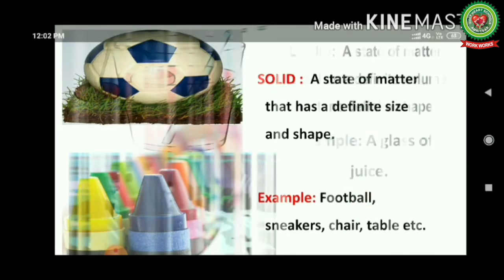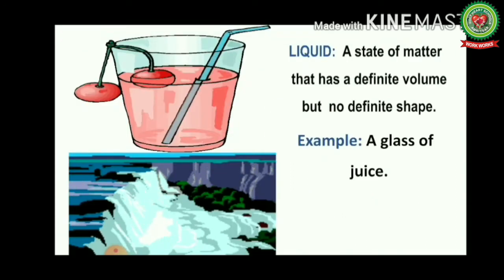Next we will discuss liquid. Liquid is a state of matter that has a definite volume but no definite shape. For example, a glass of juice. When we pour this glass of juice into a jug, it will take the shape of the jug. So, it does not have a fixed shape but has a fixed volume.